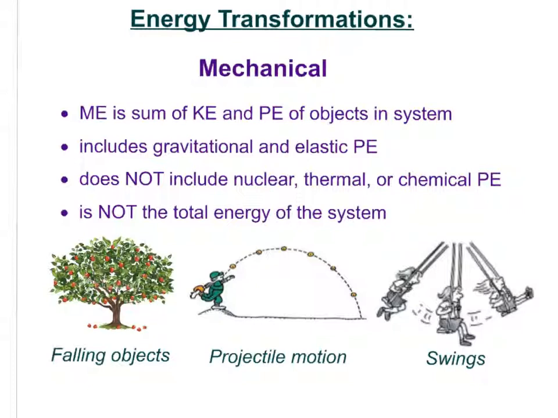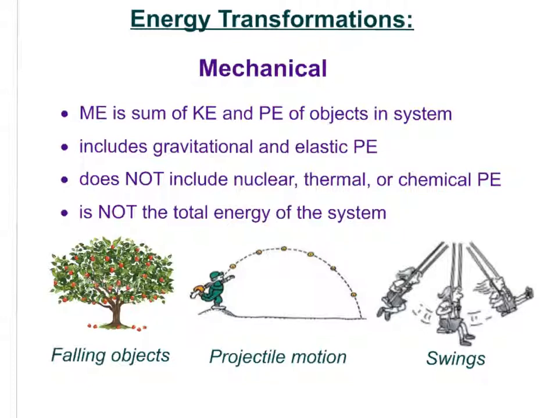Mechanical energy does not include nuclear energy from the nucleus of an atom, thermal energy in the form of heat, or chemical potential energy. It does not include those different kinds of energies. And mechanical energy is not the total energy of the whole system. It is only the sum of the kinetic and potential energy of the objects in the system.